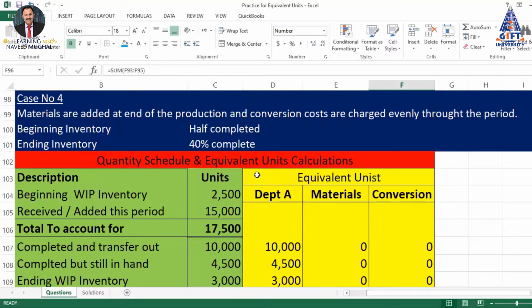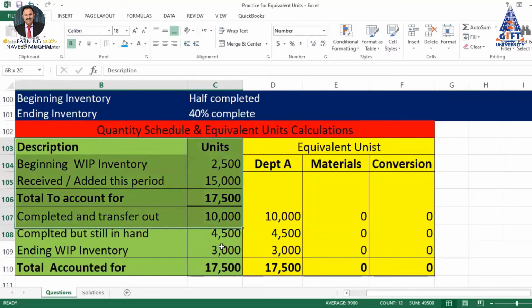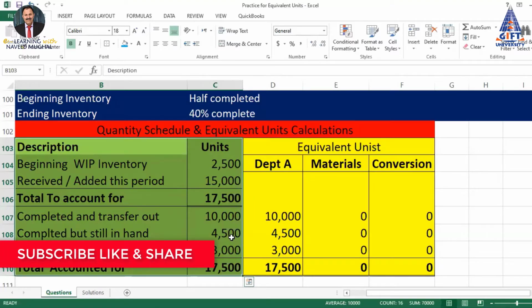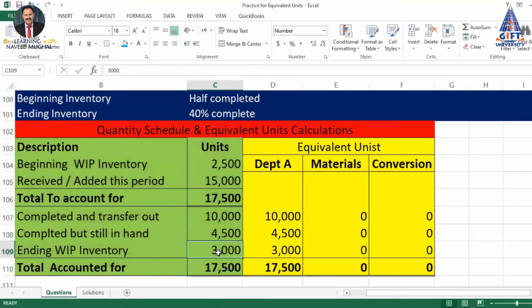By using the above information, we will compute the quantity schedule: beginning, received, total to account for, completed, and ending work in process. So we have 10,000, 14,000, 4,500, a total of 14,500 completed, and 3,000 still in process. And we had put 17,500 units in the process in this month. And what about department A equivalent units? We have 10,000 at 100% complete, 4,500 at 100% complete, 3,000 at 100% complete.